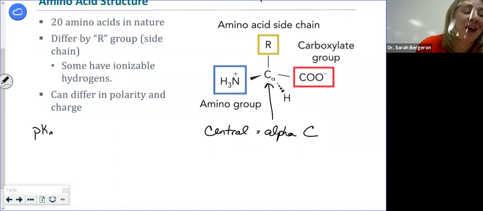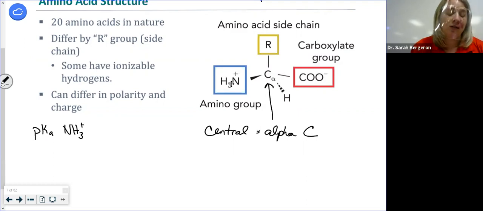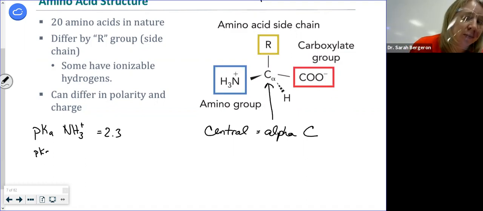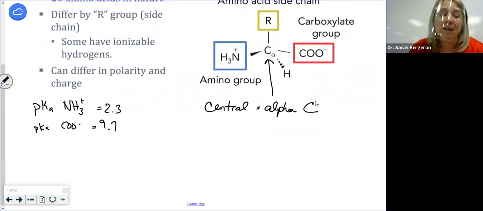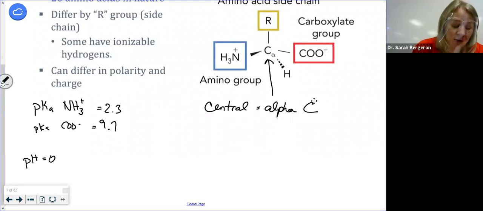You have to know the pKa. So the pKa is unique for each of the functional groups. If I look at the pKa of my NH3+, my pKa here is about 2.3. If I look at my carboxylate group, this is, on the other hand, 9.7, much, much higher. So I want to know, if I have a solution that's at pH 0, what are the protonation states of both the amino group and the carboxylate group?